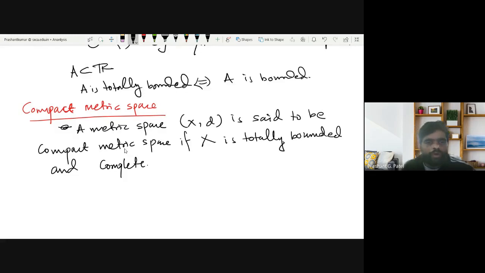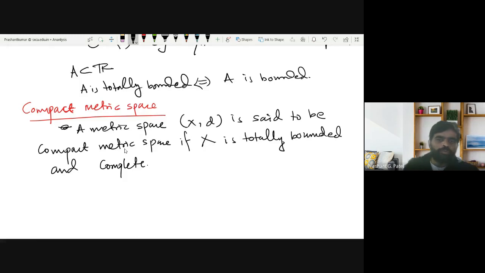We have already defined what we mean by a complete metric space, and we have already defined what is totally bounded. Complete metric space means every Cauchy sequence is convergent in that space. That is called a complete metric space. And totally bounded set we already defined earlier. So if a set satisfies both of these, that means it is totally bounded plus completeness, then it is called a compact metric space.